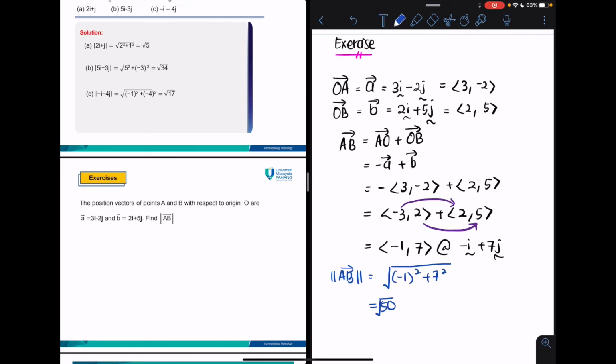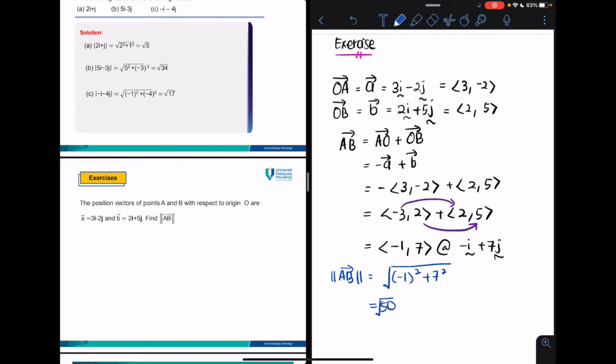Okay, let's do this exercise together. The question mentions the position vectors of points A and B with respect to origin O. Vector A is equal to 3i minus 2j and vector B is equal to 2i plus 5j. The question asks us to determine the magnitude of vector AB. Based on the information given to us, we can imagine it as what I have shown on the white screen, which is the position vector A, or OA, given by the vector 3i minus 2j, or you can simply write it in this pointy bracket notation, which is 3, negative 2. And then we also have the information of position vector B, which is OB, labeled as vector B equal to 2i plus 5j, or in the pointy bracket, 2, 5.